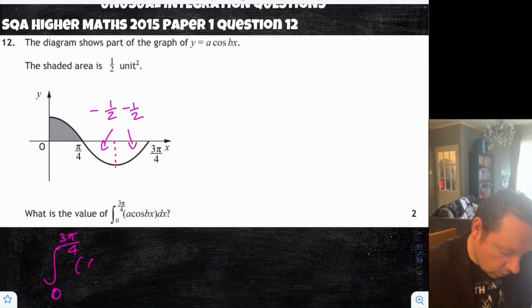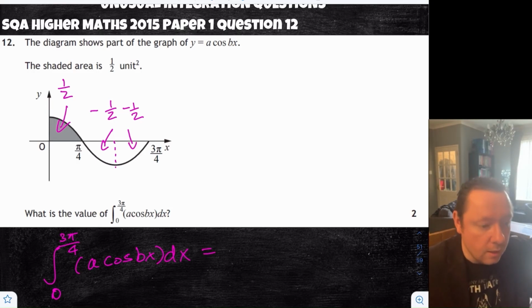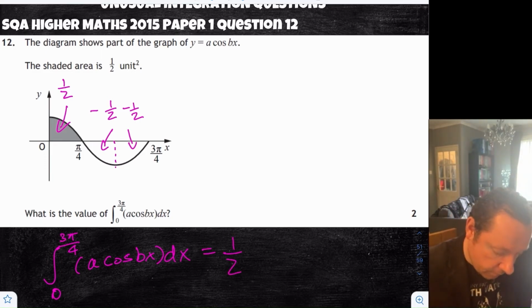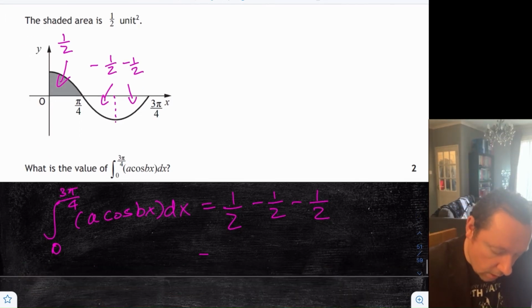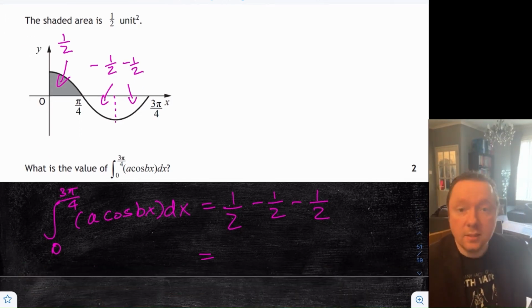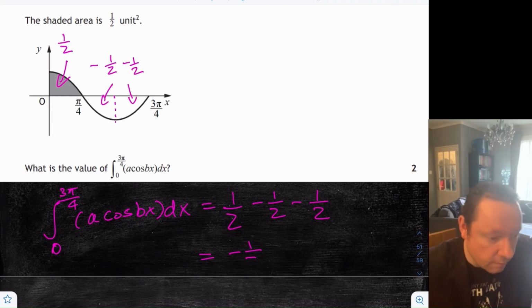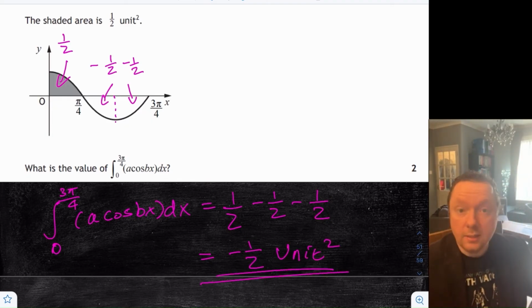of a cos bx just simply must equal, well, we know that's a half as well, just to be clear, it must equal 1/2 minus a half minus a half. So a half minus a half is 0, minus another half is minus a half square units. And that's it, we're done there.